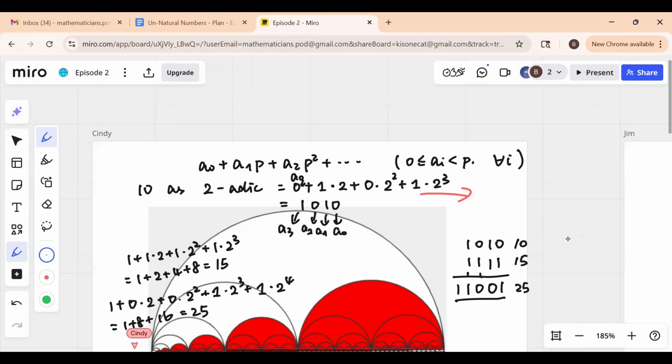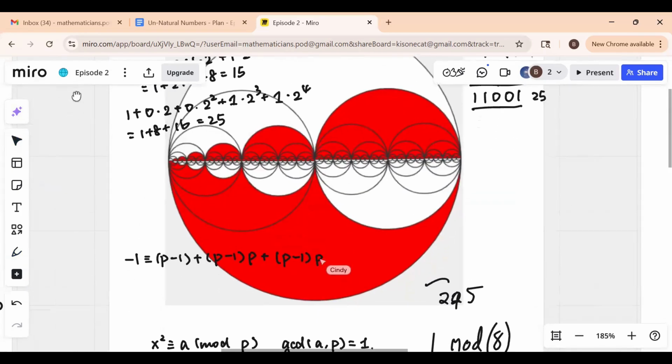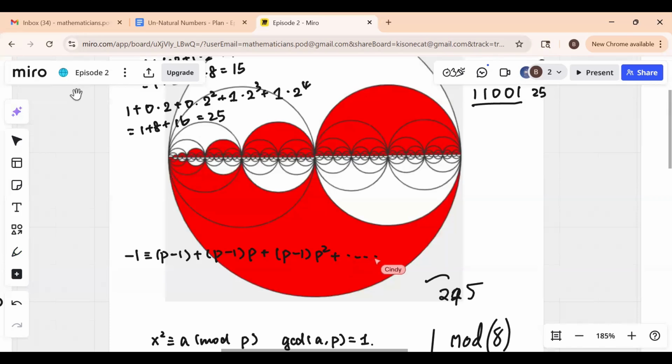We can write -1 as p minus 1, plus (p minus 1) times p, plus (p minus 1) times p squared, and so on all the way. And this one is actually an infinite series. And why that works is just because the middle terms are going to cancel out.